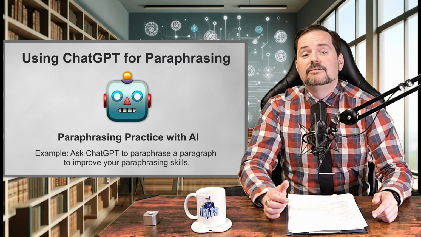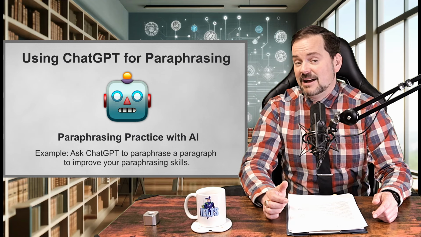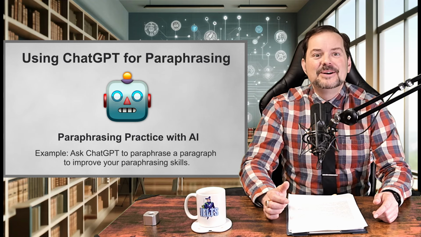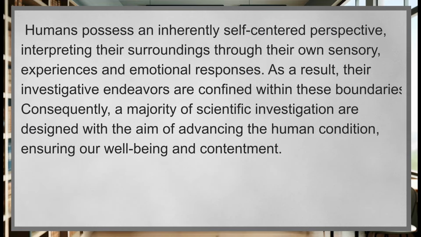A good way for me to prepare for the IELTS exam is to now take this paragraph and ask ChatGPT to paraphrase it. Let's see what it will do. ChatGPT says, humans possess an inherently self-centered perspective, interpreting their surroundings through their own sensory experiences and emotional responses. As a result, their investigative endeavors are confined within these boundaries.